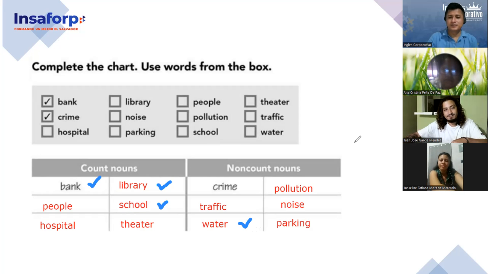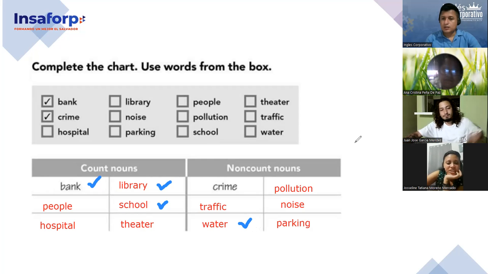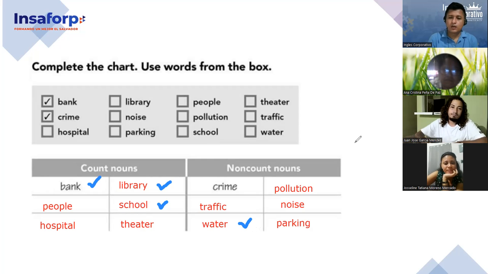Jocelyn, yeah. Tatiana? Good evening. Good evening, teacher. Thank you so much. Make a sentence. Select one of these vocabulary and make a sentence, please. Hospital.